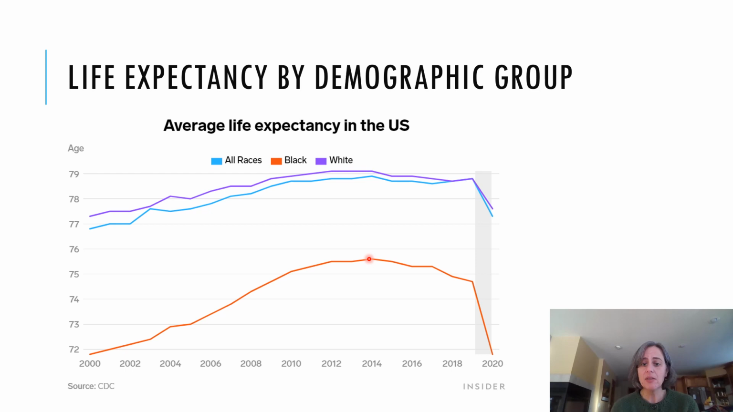We can also see in this graph a precipitous drop in life expectancy that occurred with the onset of the pandemic. So no surprise, all of a sudden we had millions of Americans dying from COVID-19 that would not have otherwise died. And so that brought our life expectancy way down.